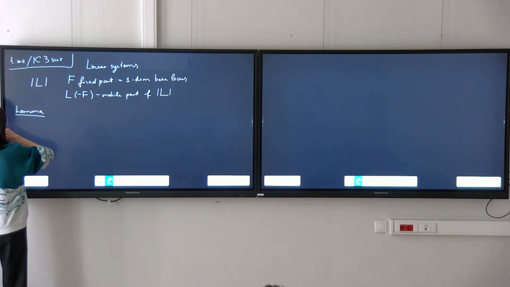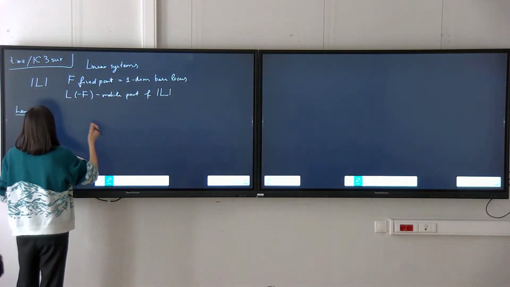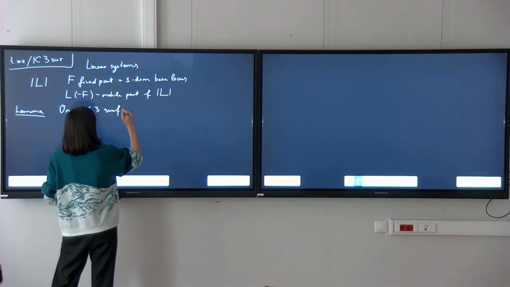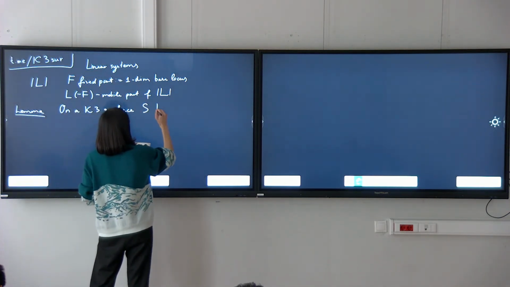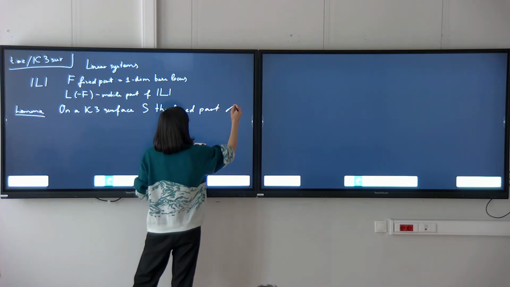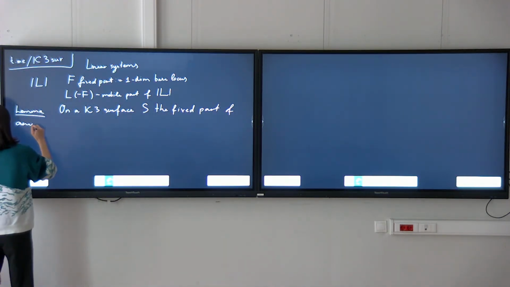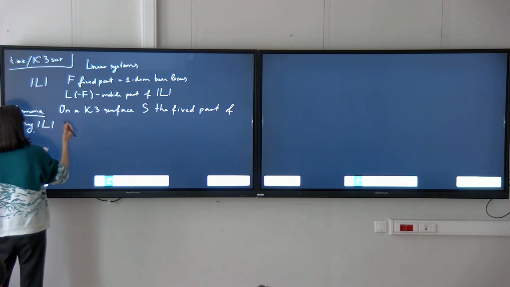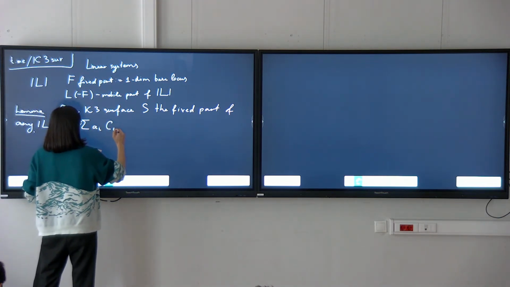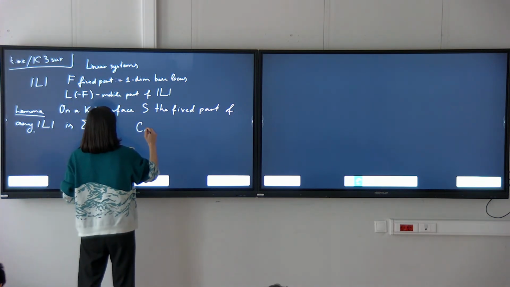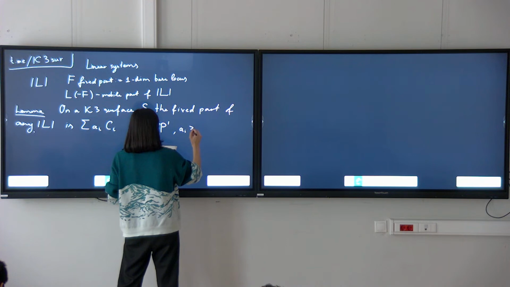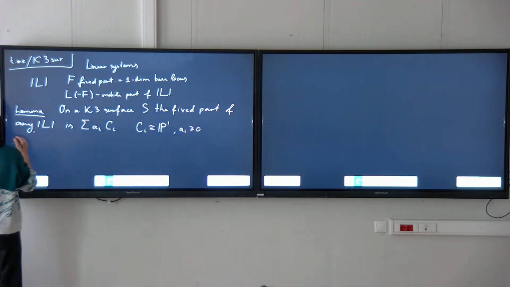I'm sorry, I made a mistake last time. So let me repeat the lemma and the correct proof of this lemma: on a K3 surface S, the fixed part of any linear system is a linear combination of projective lines with positive coefficients. And proof.